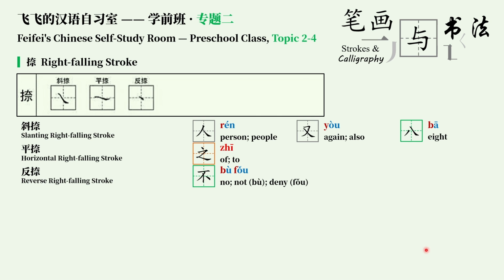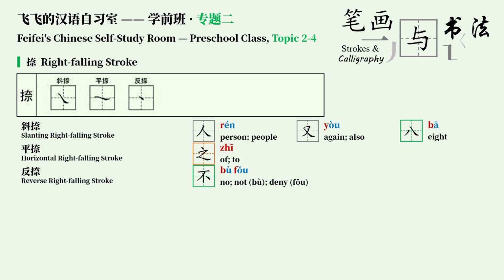Example character, 不 or 否. A polyphonic character. 不, meaning no, not, is the most common pronunciation for negation. 否, meaning deny, is a less common pronunciation, equivalent to another character, 否.